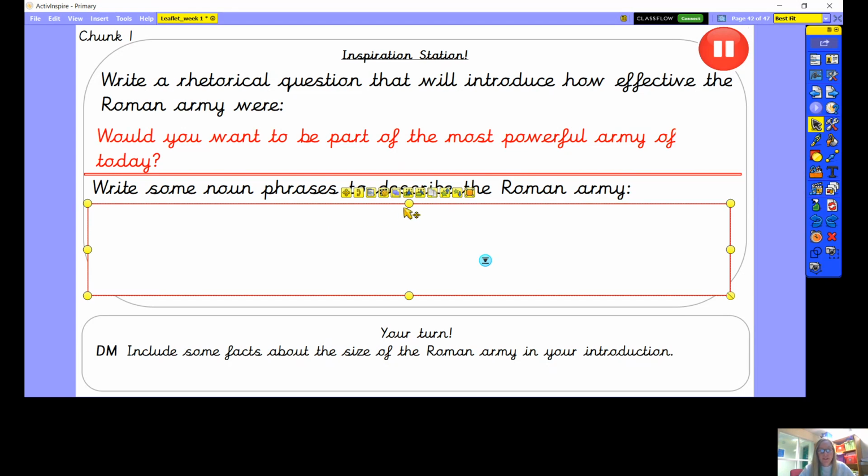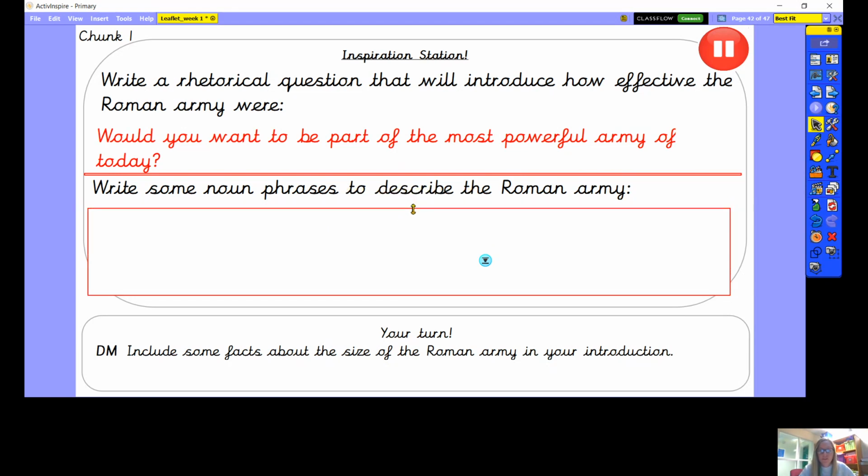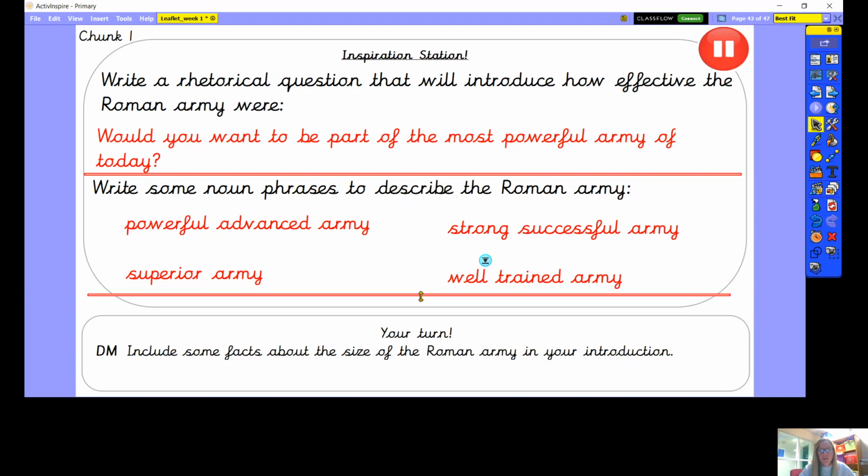And some noun phrases that I've thought of to describe the Roman army. So I've got powerful, advanced army, superior army, strong, successful army, and well-trained army. So if you want to magpie any of those ideas, add them to your planning now under chunk 1.